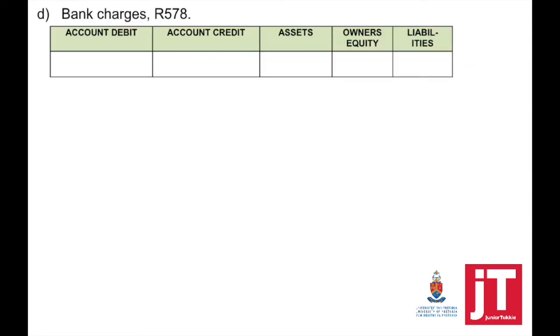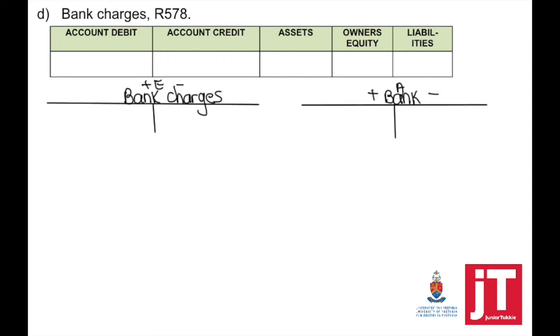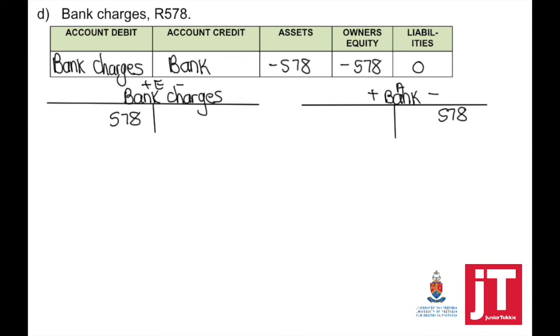Adjustment number D, bank charges, 578. A payment was made. It means that bank is going to be credited, account debited, bank charges. Effect on the accounting equation, assets minus, because my expense increased, it has a negative effect on the owner's equity.